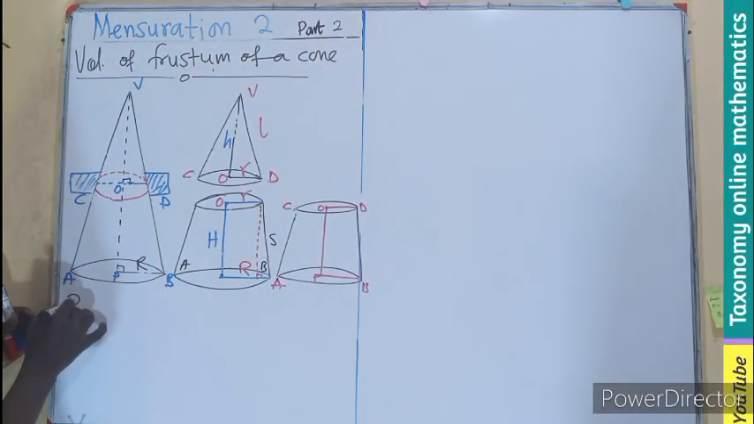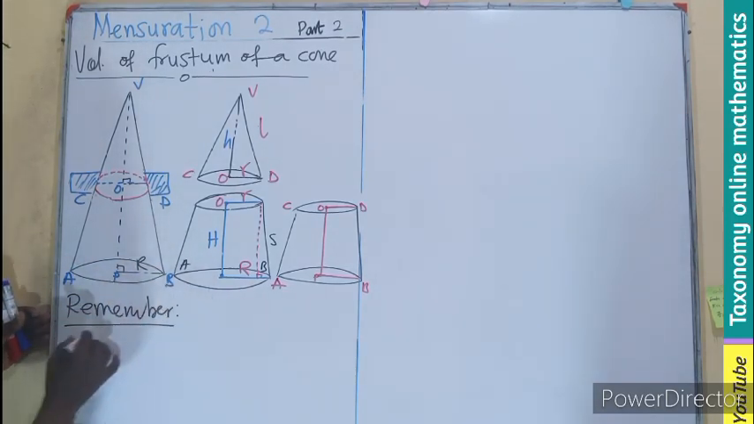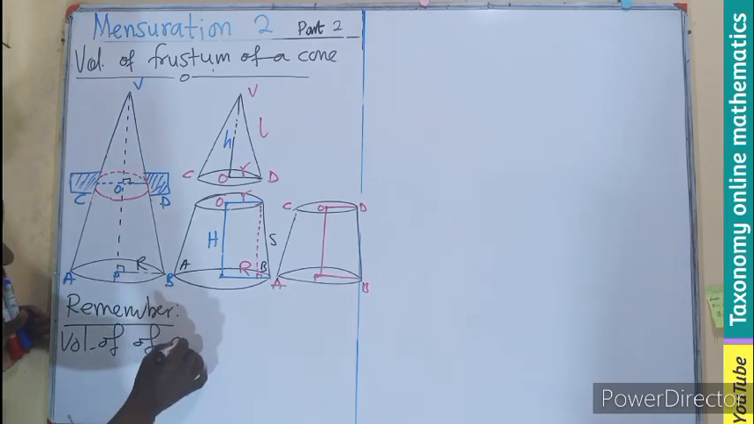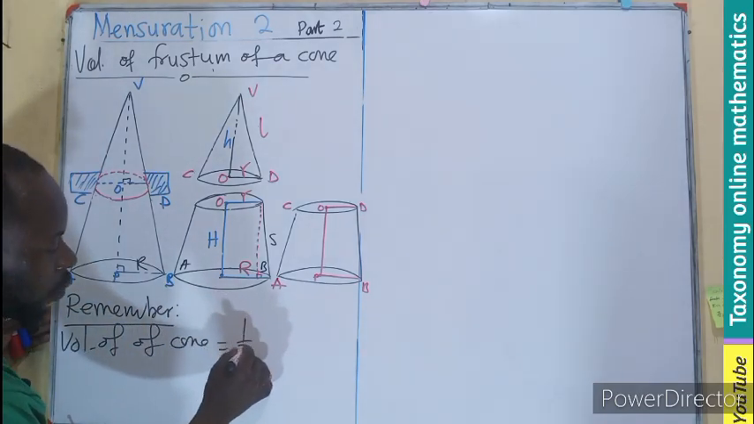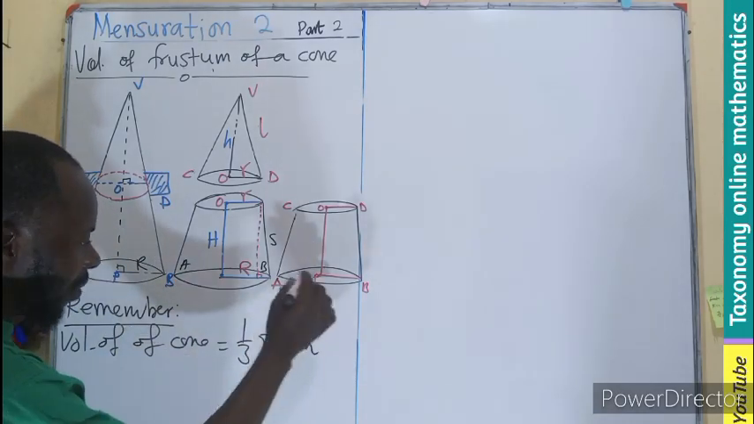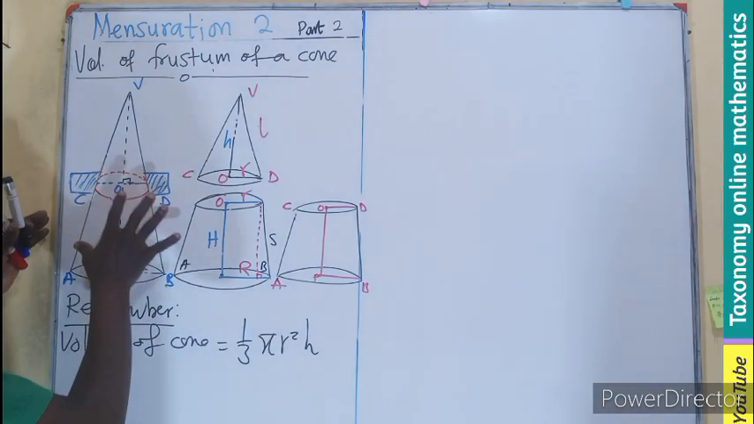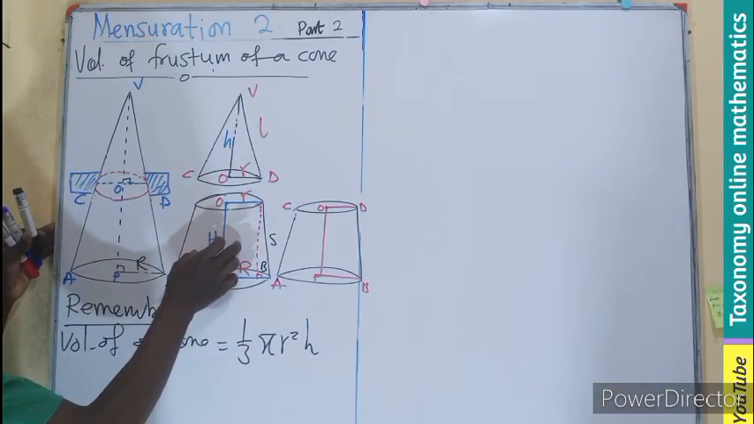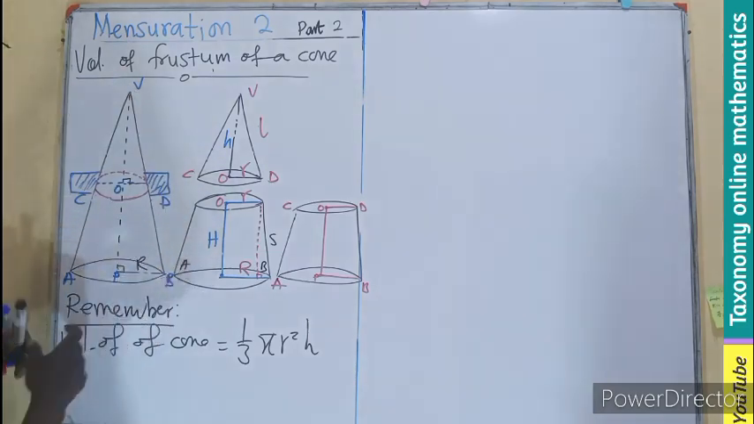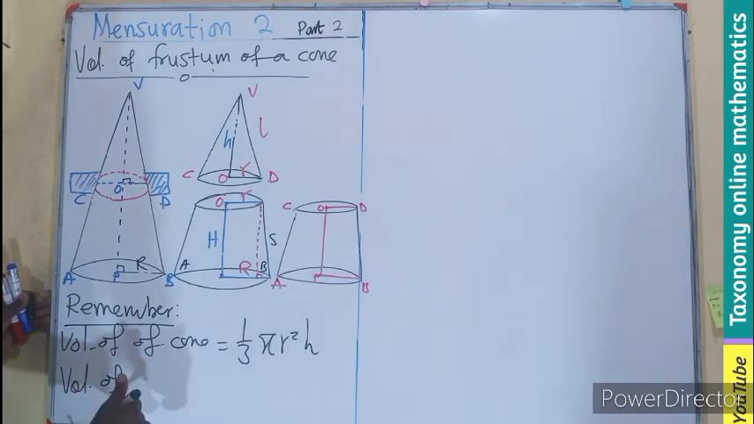We have to remember that the volume of a cone is given by 1/3 pi r square h, right? That is what we know. So first of all, to find the volume of the truncated one, we need to know the volume of the original one. So first thing first, volume of the bigger cone.